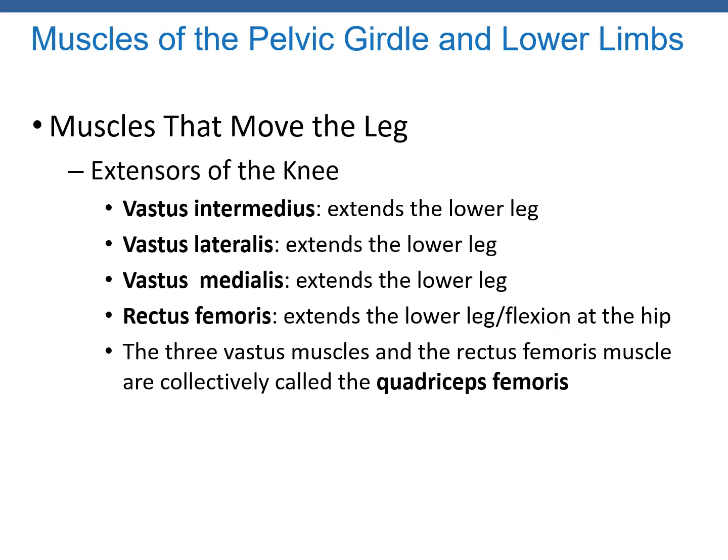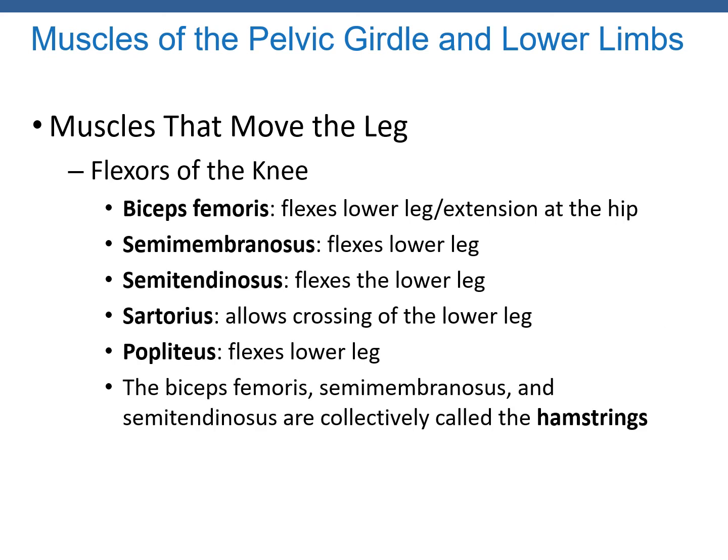The three vastus muscles and the rectus femoris are going to make up the quadricep group. On the back side, we of course have those hamstring muscles. So you have biceps femoris, semimembranosus, semitendinosus. These are all going to be flexors of the knee, and these will be the hamstring groups.